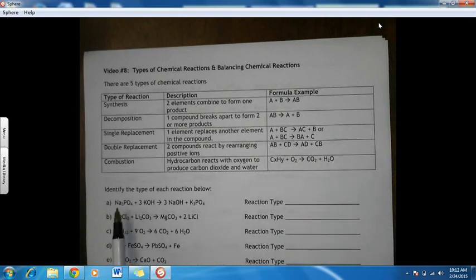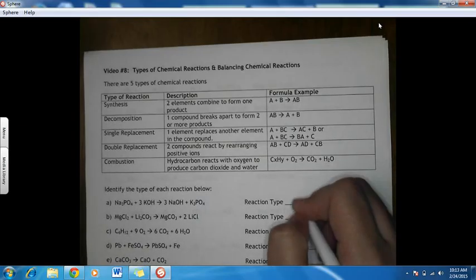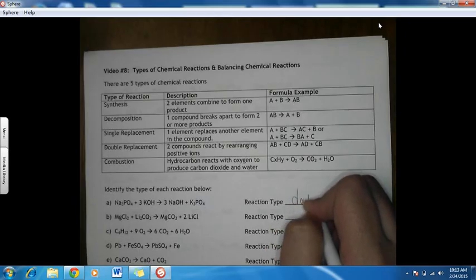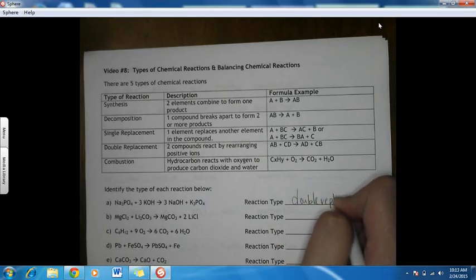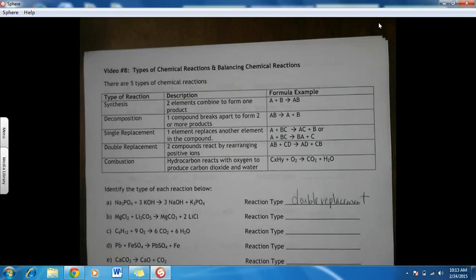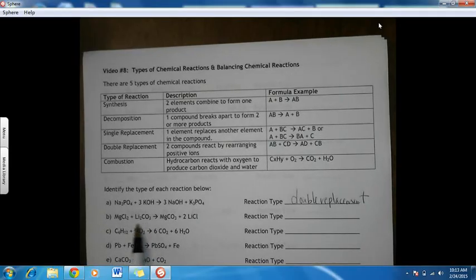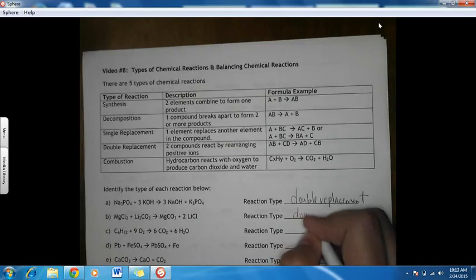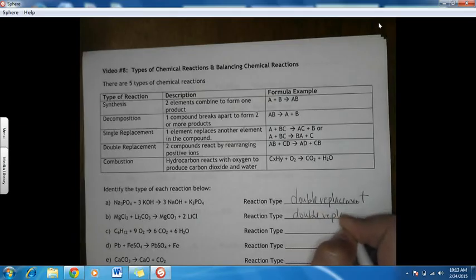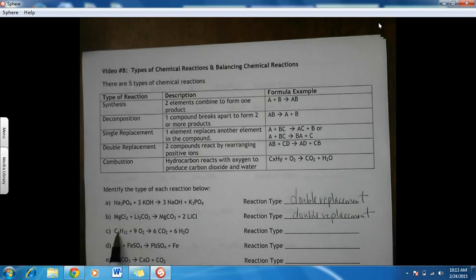So let's practice identifying the type of reactions. So here we have sodium phosphate and potassium hydroxide. So we have 2 compounds, so this makes this a double replacement reaction. And then the next one, we have magnesium chloride and lithium carbonate. So again, 2 compounds. That's again a double replacement reaction. Then we have carbon and hydrogen. Right, so that's a hydrocarbon reacting with oxygen. So this is going to be a combustion reaction.